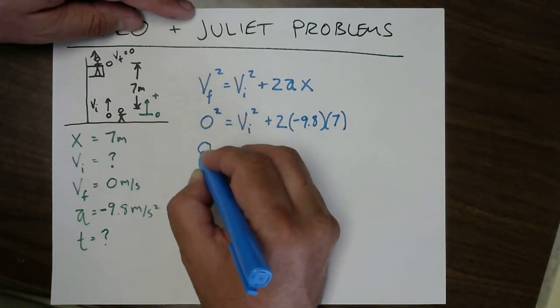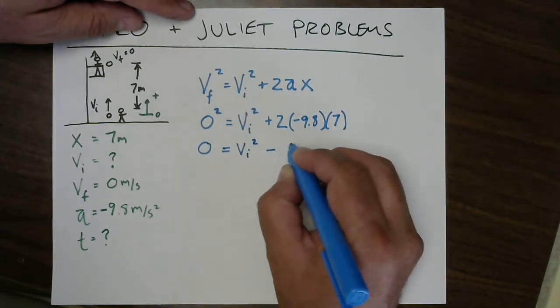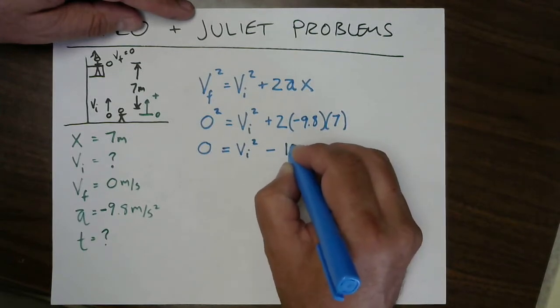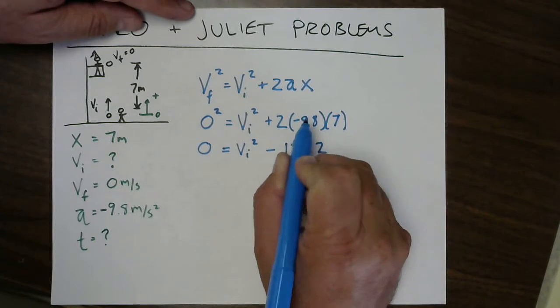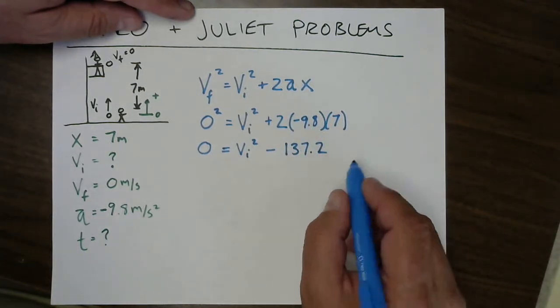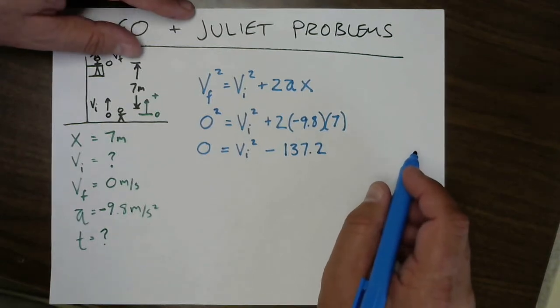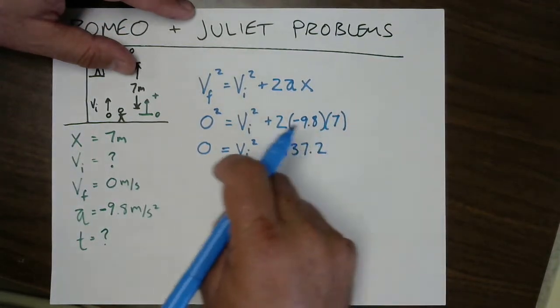So now I am actually going to square zero, and I'm actually going to multiply this out. And this turns out to be minus 137.2. Negative because of this negative sign, and 2 times 9.8 times 7. I did it on my calculator earlier. It's 137.2. Now the next step is probably to get this negative thing onto the other side.